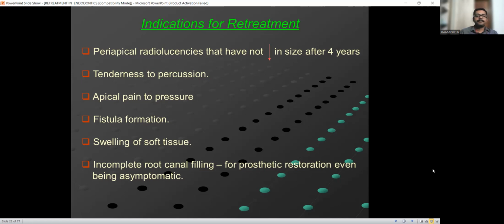Swelling of the soft tissue is also an important indication. Incomplete root canal filling for prosthetic restoration, even if asymptomatic. So even if you find that the treated tooth is asymptomatic, if you find an associated incomplete root canal filling just before going for a prosthetic restoration, that's an indication for retreatment.